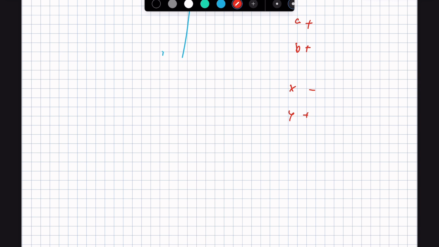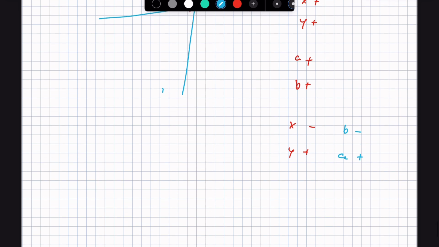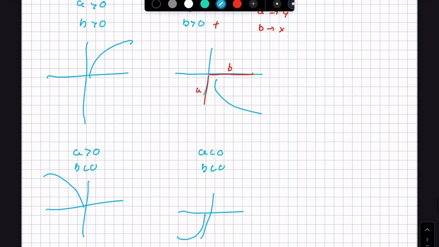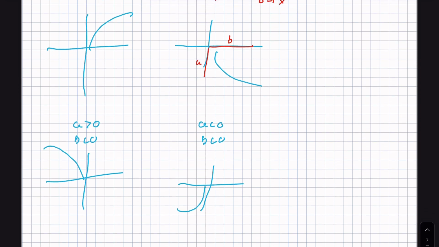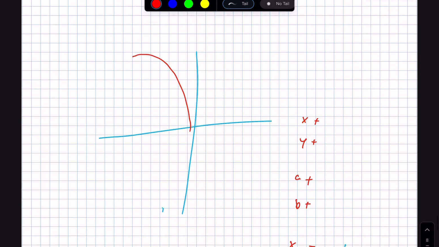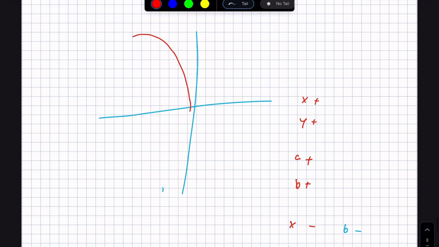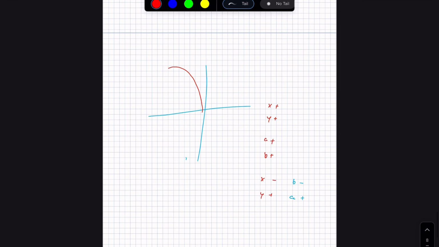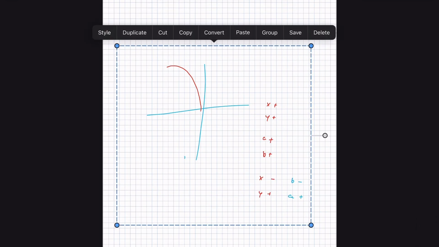So here the b is negative, but the a is positive. As you can see, a is positive, but b is negative. This is a trick that I found, basically. Okay, so let's move on. What I've been writing in the figure is that a is basically y and b is basically x.